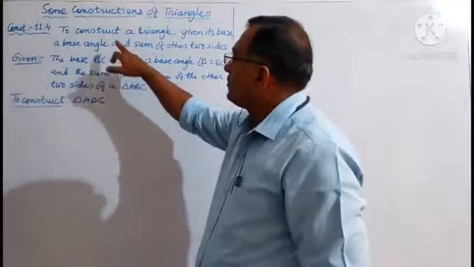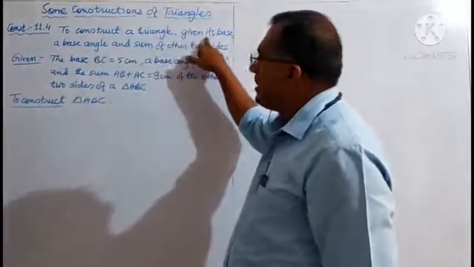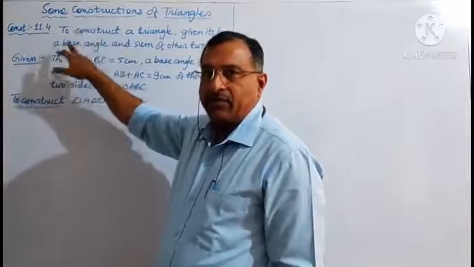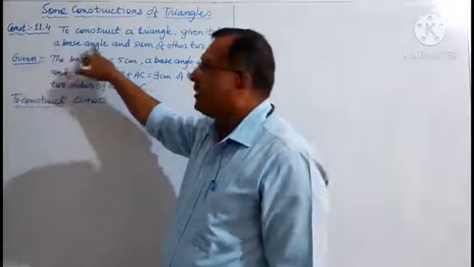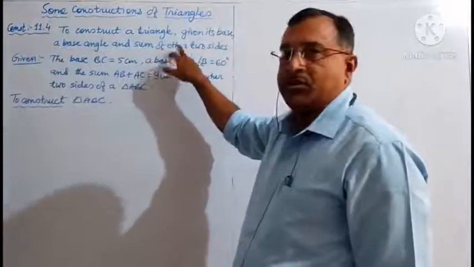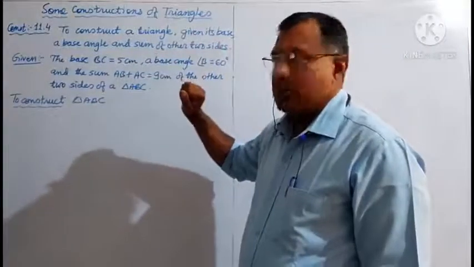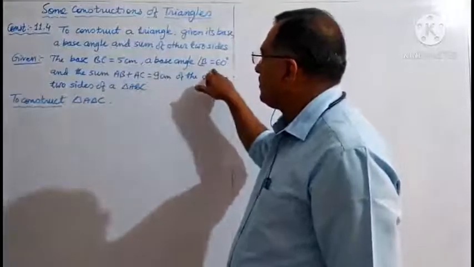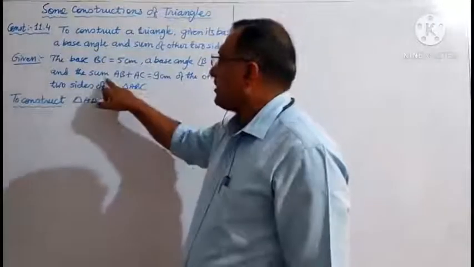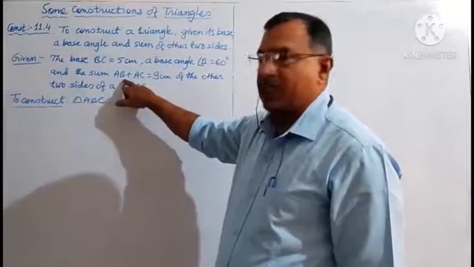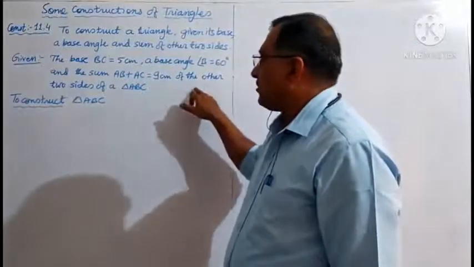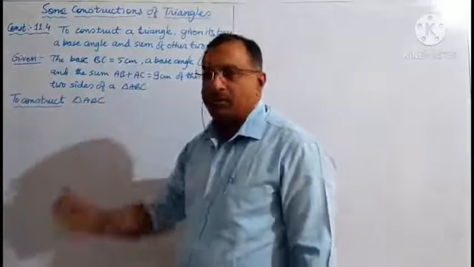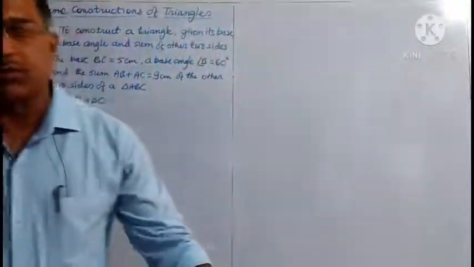But here we are going to construct a triangle where the base is given, one of the base angles is given, that is one side and one angle at one of its ends, and the sum of the measures of the other 2 sides is given. So here the base BC is equal to 5 centimeters, base angle B is equal to 60 degrees, and the sum of the remaining 2 sides AB plus AC is 9 centimeters. From this given condition we have to construct a triangle.